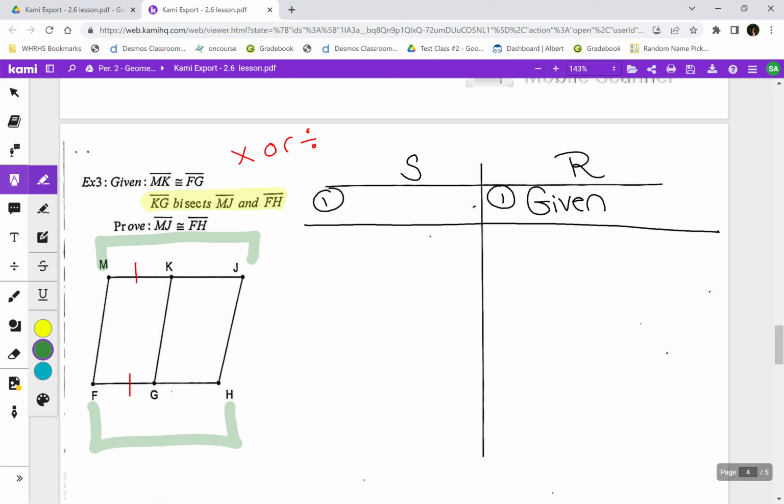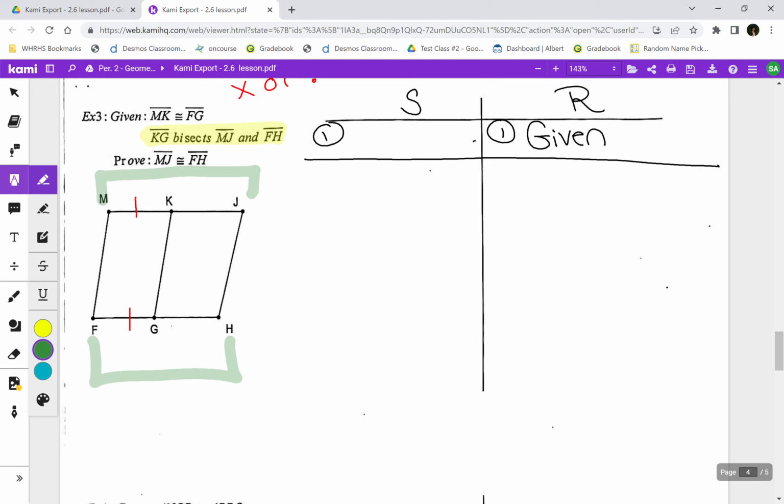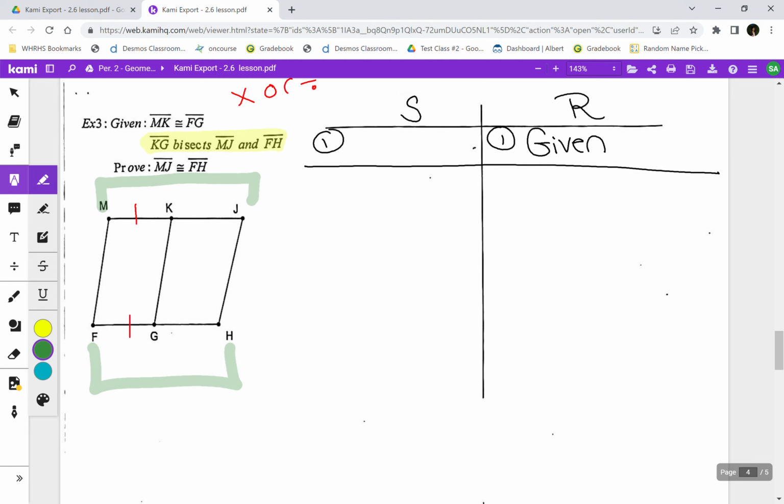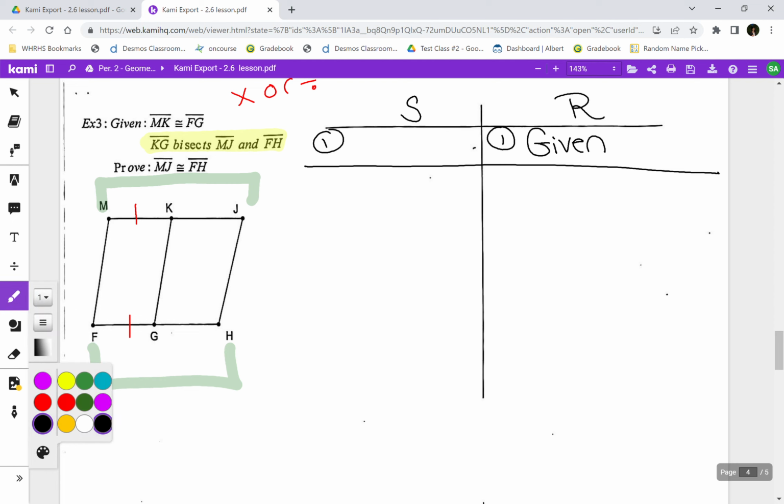Now, a bisector, doesn't it cut something in half? All right, so right now I'm showing you that the half segments are congruent. If the half segments are congruent, are the whole segments also congruent? Yeah, you just multiply by 2, right? So what do you think this is? I'm giving you small, we're proving bigger. Multiplication. So MJ is congruent to FH by multiplication.